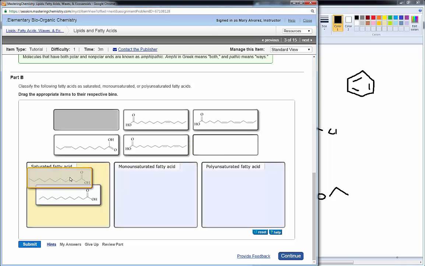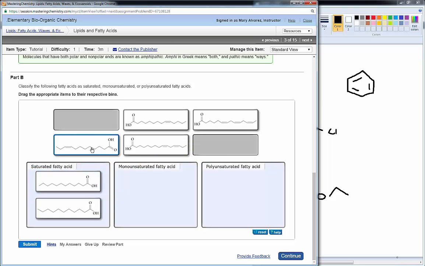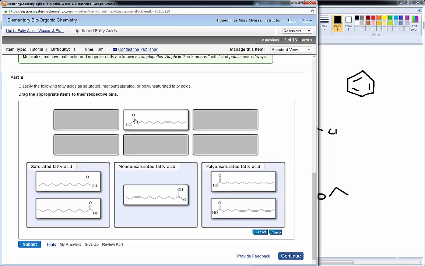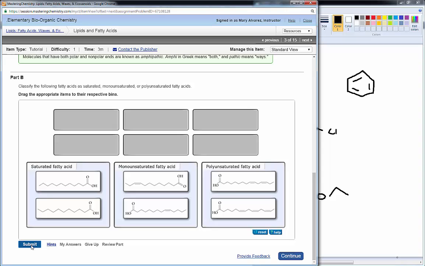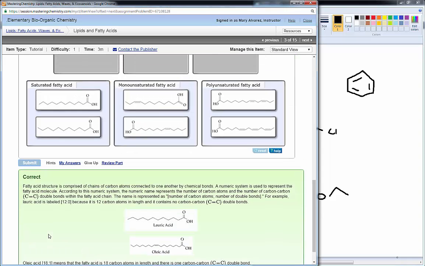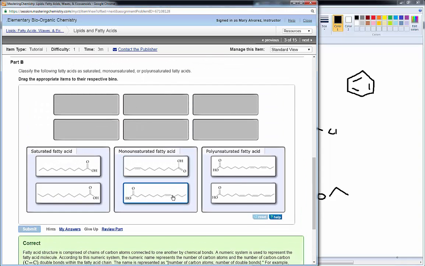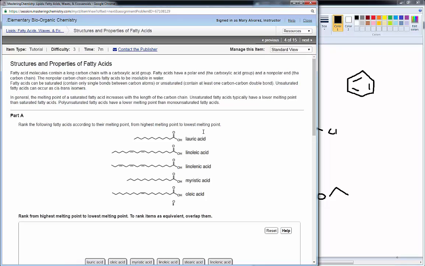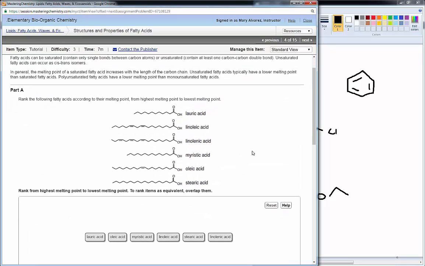This one also, no double bonds. This molecule has one double bond. That makes it a monounsaturated fatty acid. This one has two, so it is a polyunsaturated fatty acid, and so on and so forth. Note here also how these double bonds are always shown as cis double bonds. That's because in nature, all of our double bonds in fatty acids are cis double bonds, or a vast majority.